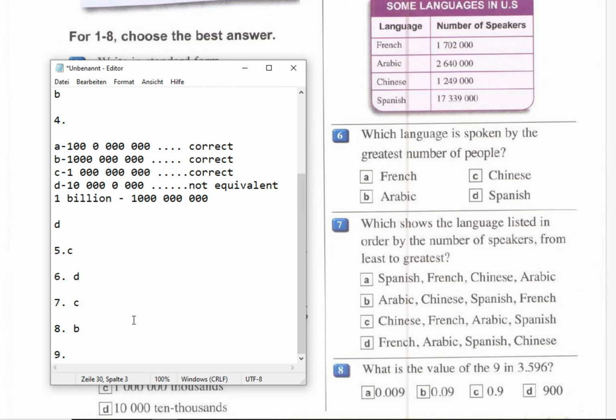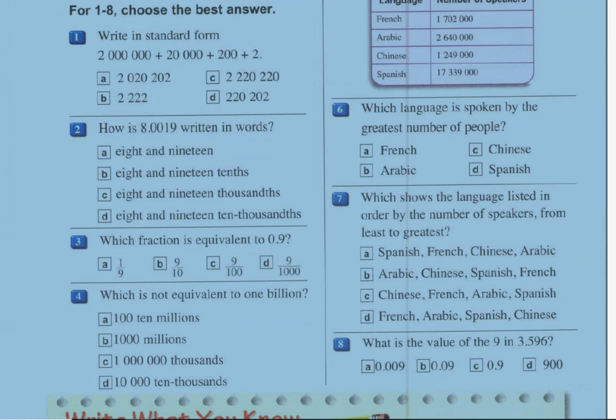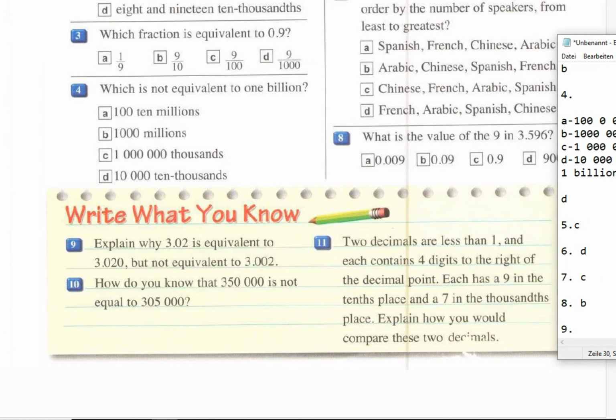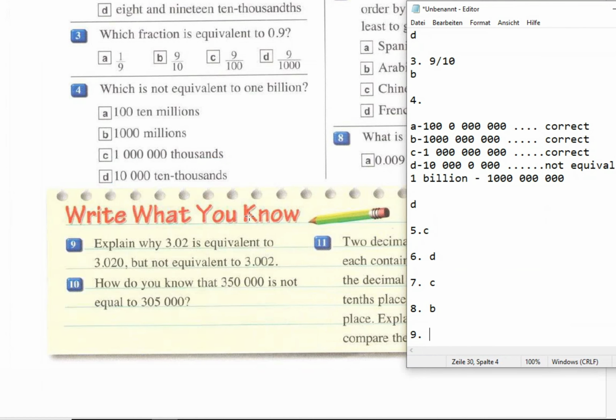So I hope it was clear for you, and I hope you can calculate with me all these questions. So answer this question. And you have here, write what you know, and please make it alone. It's not so heavy.